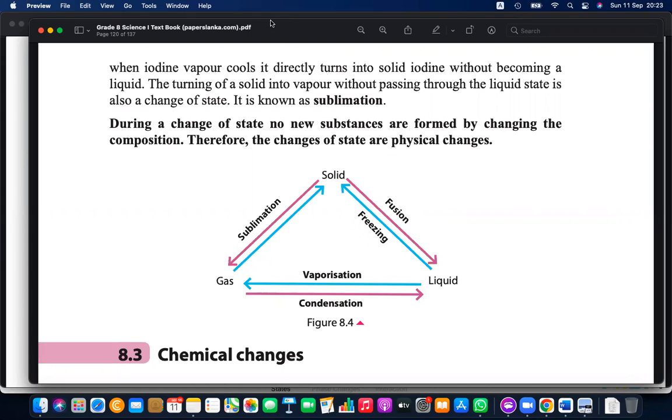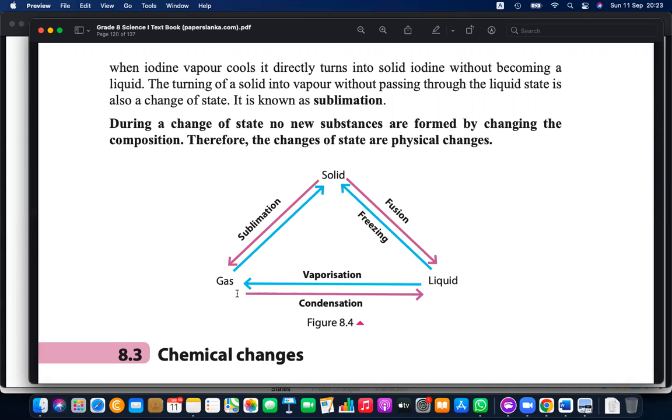Okay. The next thing is change in liquid to the gas. Change in liquid status to the gas status. This is happening when you boil water. So that is called vaporization. That is called vaporization, change in liquid status to gas.